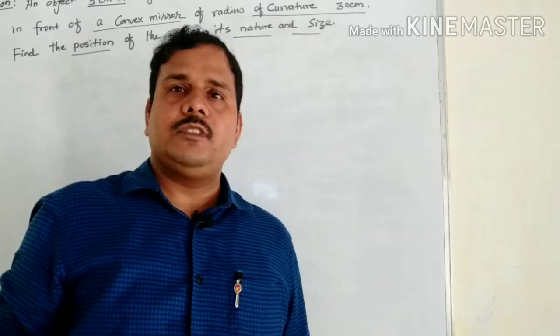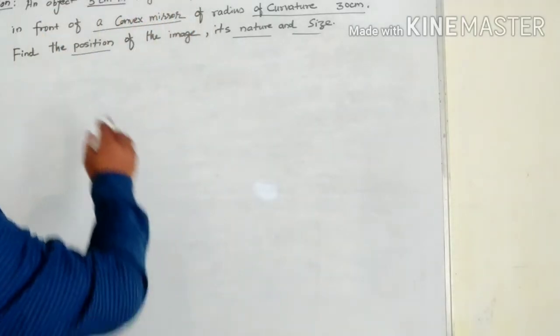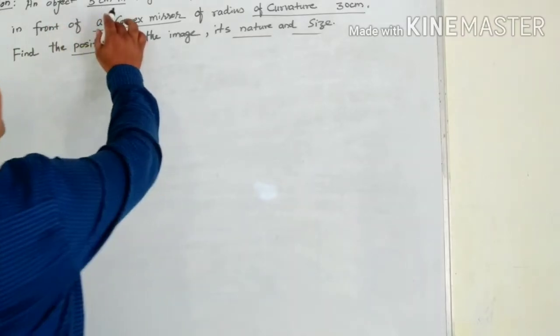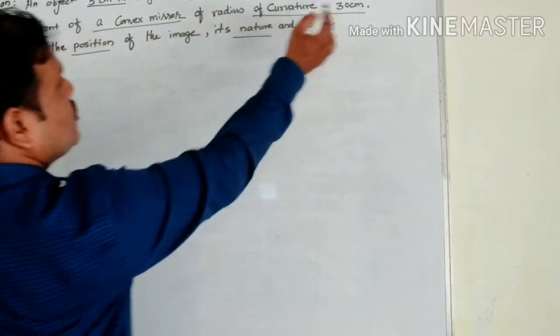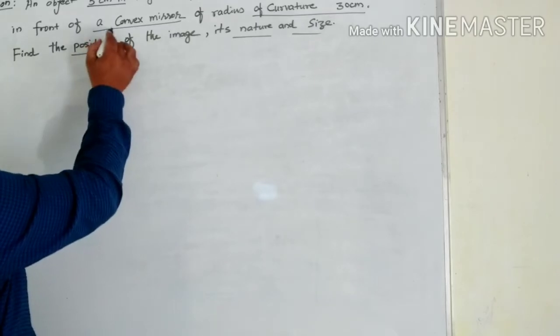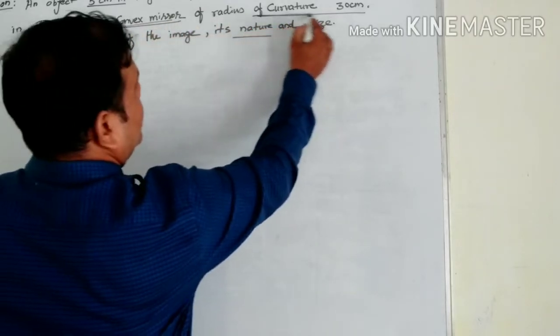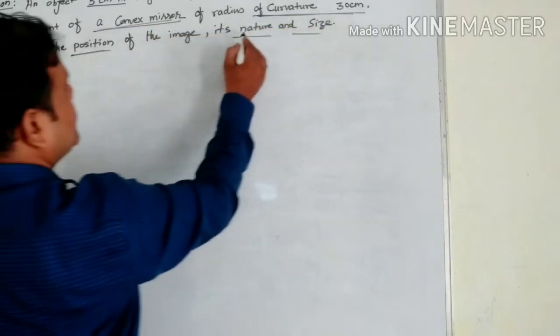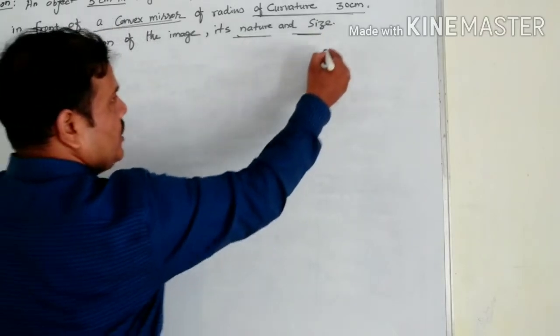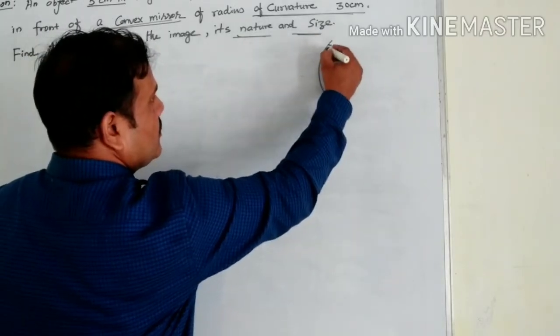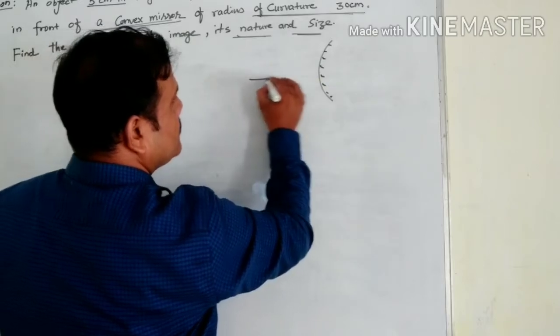Okay children, now see the question. An object 5 cm in length is placed at a distance of 20 cm in front of a convex mirror. Radius of curvature is given. You have to find position, nature and size.